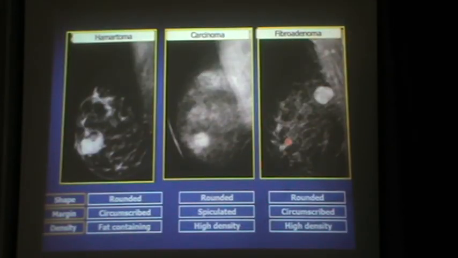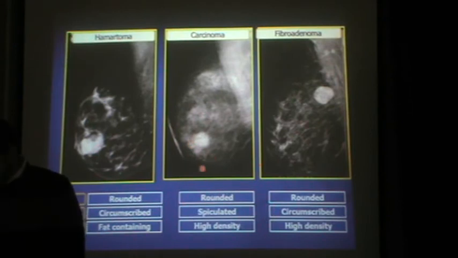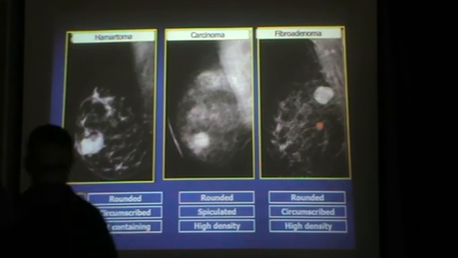This is an example of a benign mass, hamartoma. The shape is rounded, the margin is circumscribed, containing fat density. This is a carcinoma, which is rounded, speculated, and of high density. This is a fibroadenoma of the breast, rounded, circumscribed, and of high density.